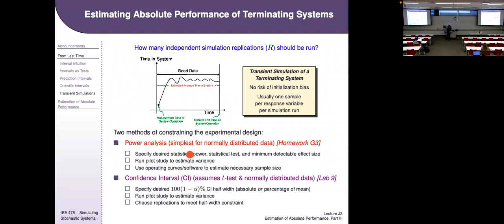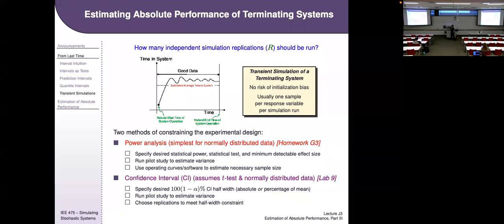You get an estimate of the standard deviation. So run a pilot study, generate an estimate of variance, and then you use operating curves or software to estimate the necessary sample size to get a desired power. So you have to specify a desired power, a test, and the minimum detectable effect size. If it's really important for you to have a particular power, then you have to do a power analysis.